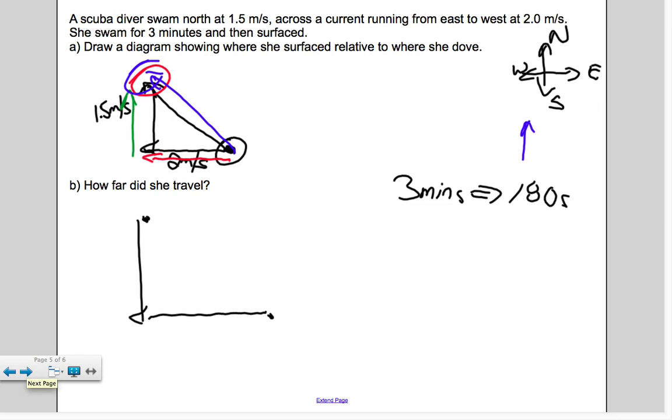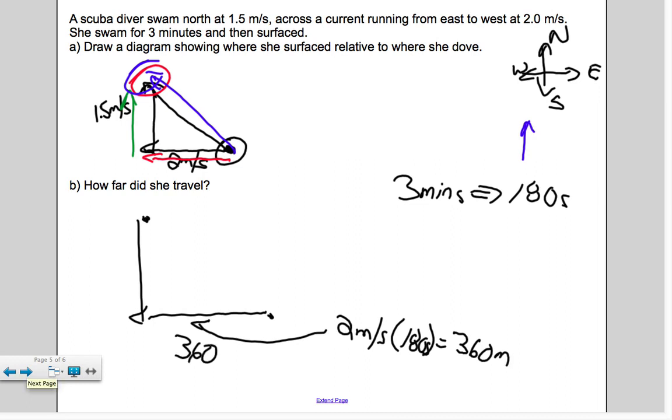So if the current is moving at 2 meters per second, how far is this then? Well, 2 meters per second times 180 seconds gives us 360 meters, right? So if she just stood or floated in the water, after 3 minutes she would have moved 360 meters this way.